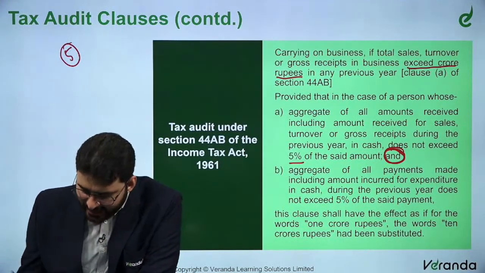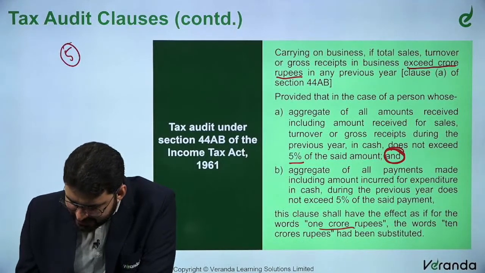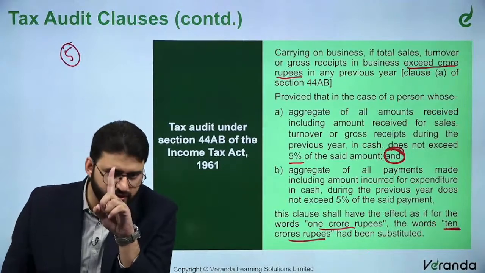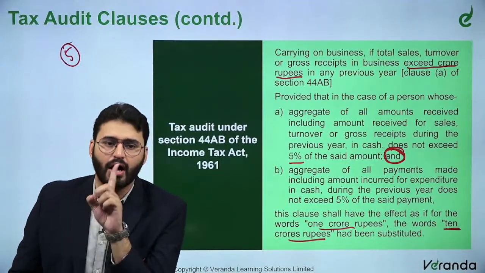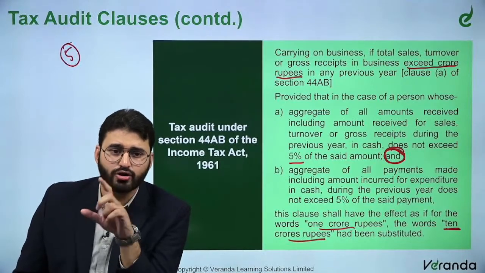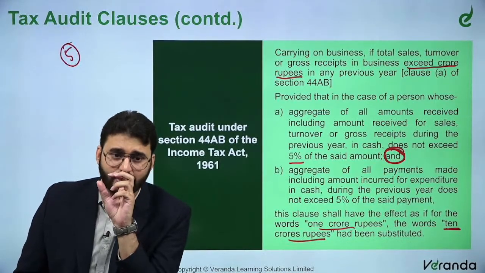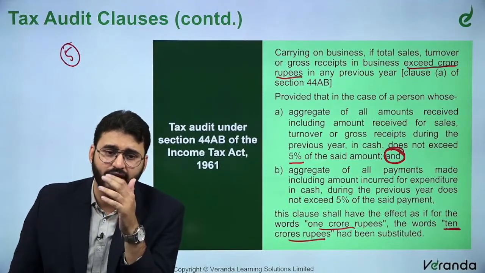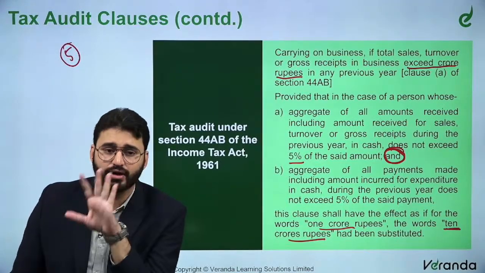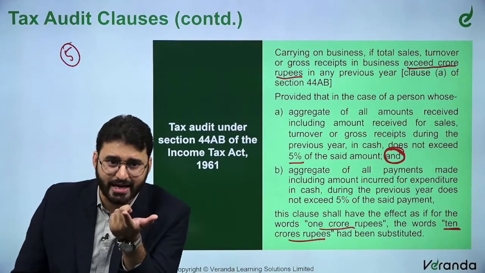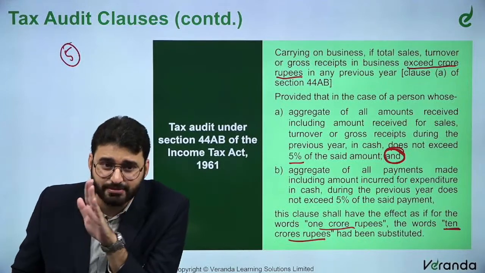If that is the case, then this 1 crore shall be substituted with 10 crores. That's all. So, the general threshold is 1 crore. However, it could be 10 crores if your cash receipts and your cash payments do not exceed 5% of the total receipts and total payments respectively.